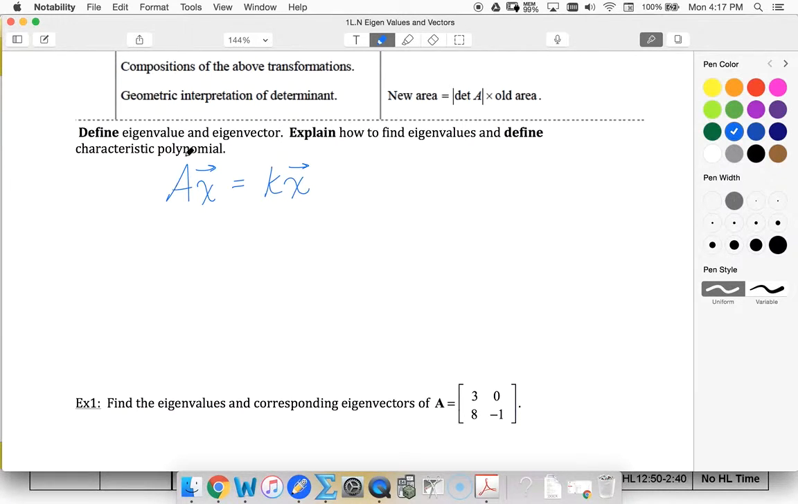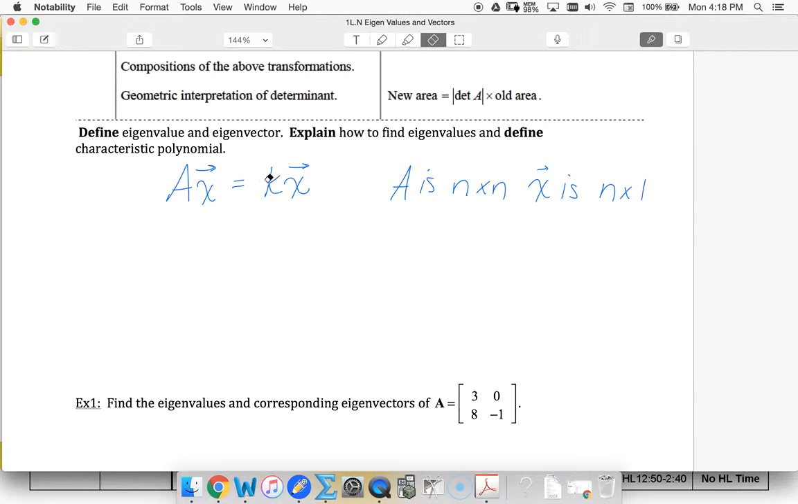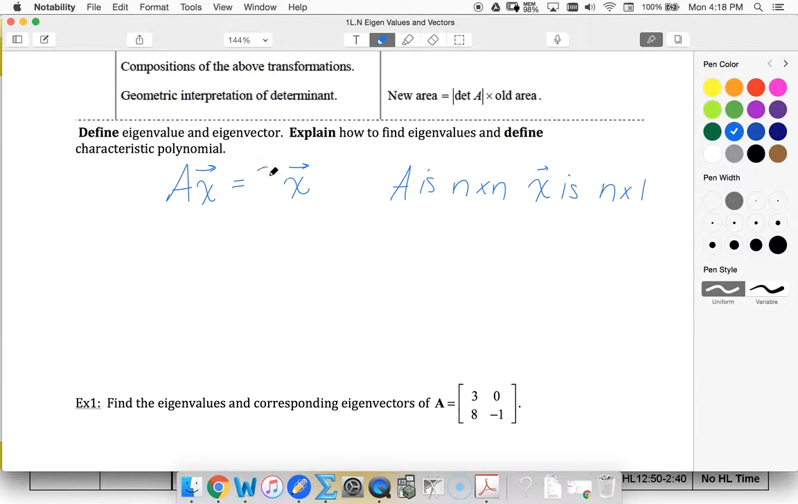So if we think about this equation, for this to be true, what we're looking at is A is a square matrix, so A is n by n, and x is a column vector, so x is going to have n rows and one column, and k, or lambda, we normally use lambda actually, so let me make this lambda, is an element of reals excluding 0.